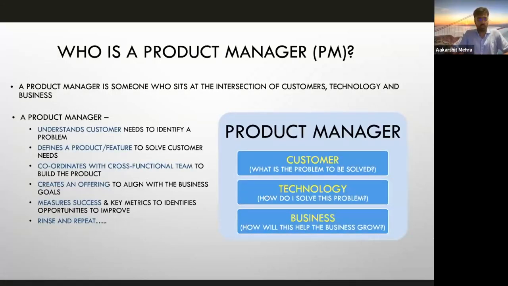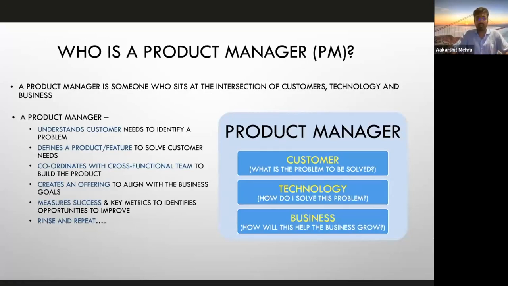So who is a product manager? A product manager, in my mind, is someone who sits at the intersection of customers, technology, and business. What does this really mean? If you look at the chart on the right, you'll see the product manager always starts with a customer problem that needs to be solved.